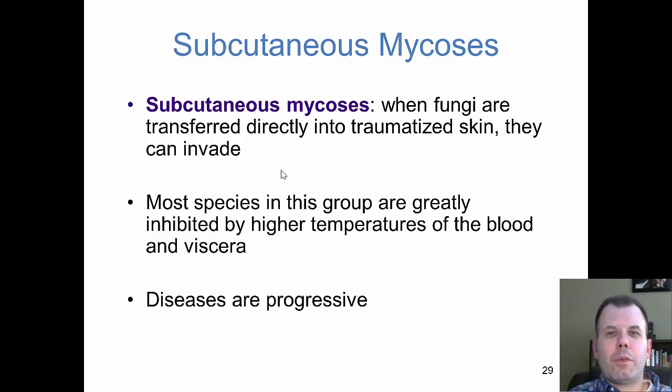And again, the diseases are progressive, meaning that they start to spread throughout layers of skin, but they don't go in and get systemic throughout the body and infect tissues inside the body, because the temperature of our body tends to inhibit some of these growths.